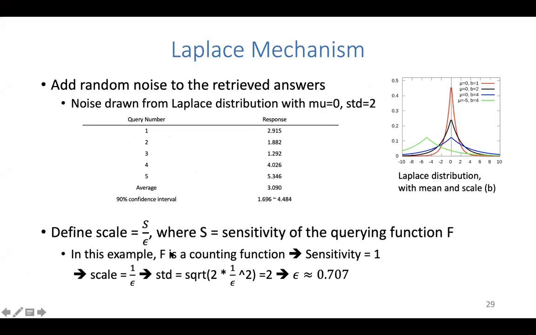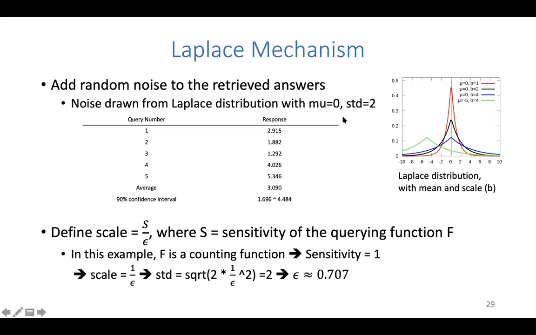Standard deviation was set to 2. So the definition between the scale, the b, and the standard deviation was this: standard deviation equals square root of 2 times the scale squared. And the standard deviation in our example was 2. So if you do some algebra here, then you can estimate that the epsilon value was 0.707.